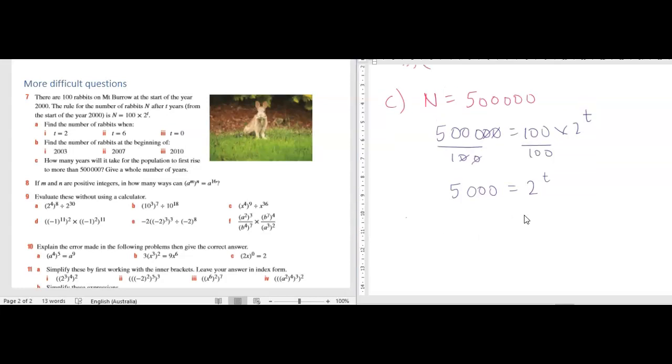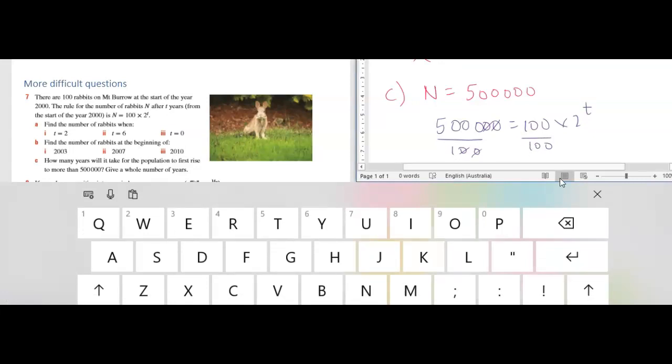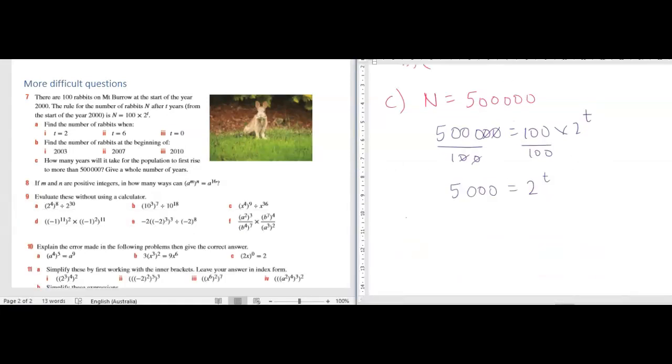So you could solve this using a calculator, but at year 9, you will need to think, well, how else can I do it? What skills do I have that will allow me to solve this? So you can always set up a table. You've got values of t. So if t was equal to, let's say, 1, and then we've got 2 to the power of t.